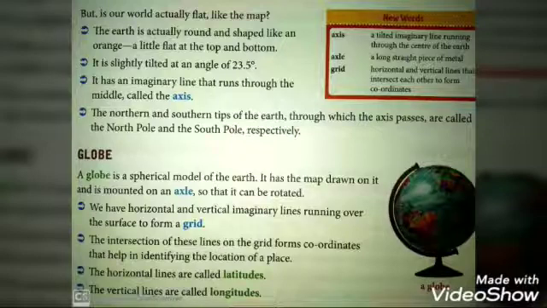The earth is actually round and shaped like an orange.